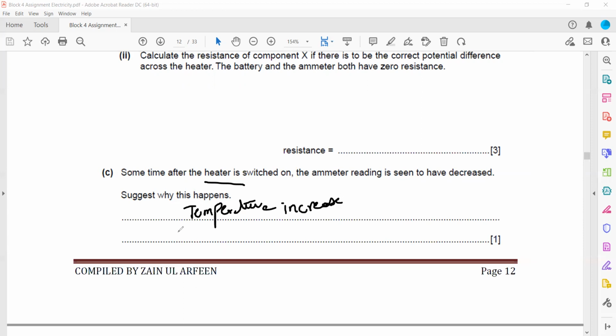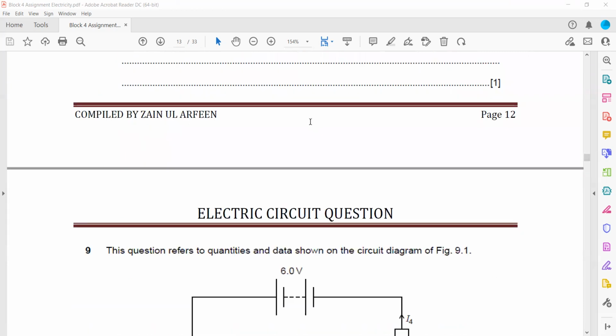What will happen as a result of the increase in temperature? The resistance of the circuit will increase. And when the resistance of a circuit increases, what happens to the current? The current will decrease. That's why the ammeter reading decreases: because the temperature of the circuit increases, the resistance of the circuit increases, which causes a decrease in the ammeter reading, or the current in the circuit.